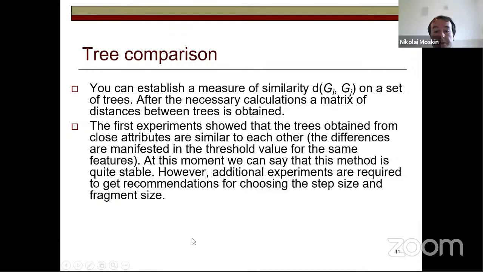The first experiment showed that the trees obtained from close tree roots are similar to each other. The differences are manifested in the threshold value for the same features. At this moment, we can say that this method is quite stable. However, additional experiments are required to get recommendations for choosing the step size and fragment size. So this work continues in the future.